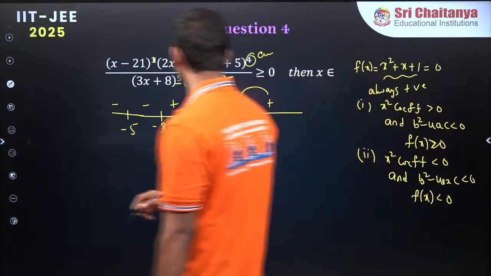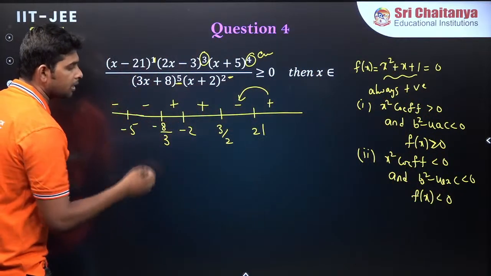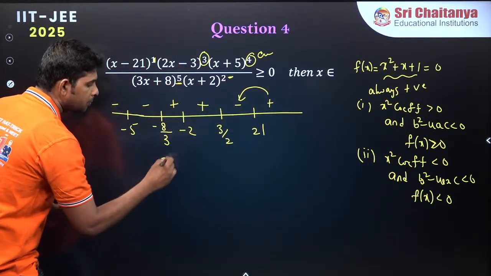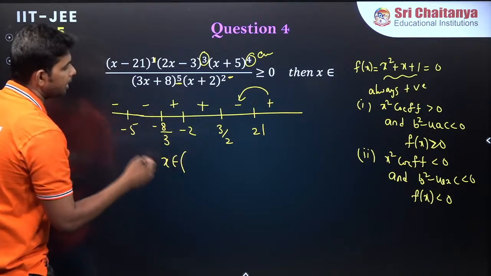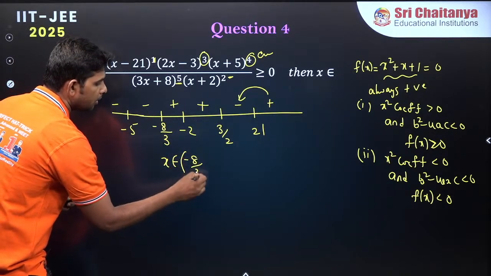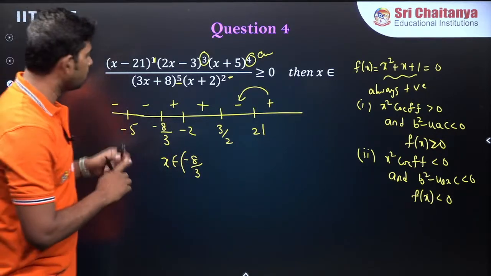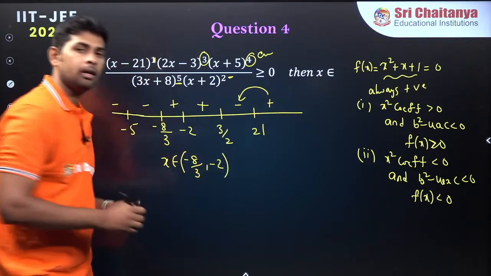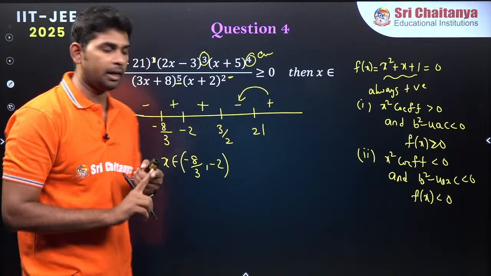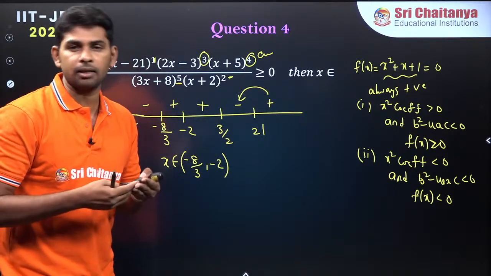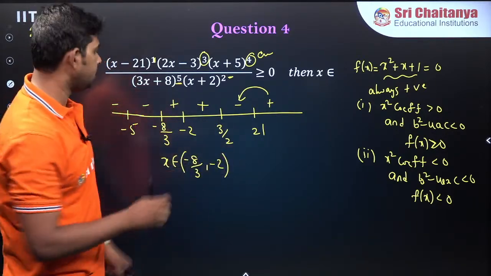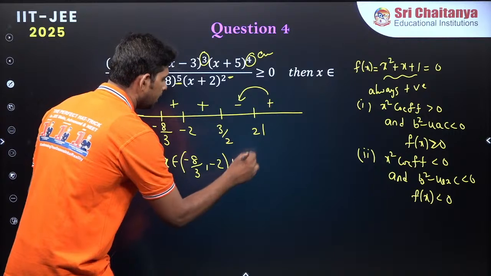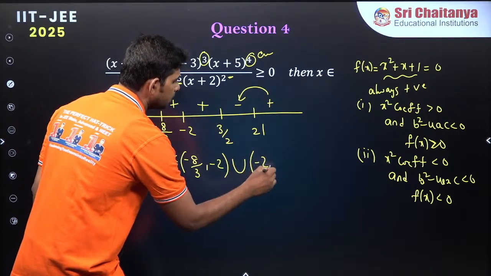So to be positive, what are the values we are going to consider, wherever it is positive? X belongs to what are we taking? Minus 8 by 3, which is in the denominator. We are not including that. But can we include minus 2 or not? Minus 2 is also in the denominator. We are not including it, because substituting x equals minus 2, you are going to get 0 in the denominator, which is not at all defined, right? So union, and then minus 2 to 3 by 2.